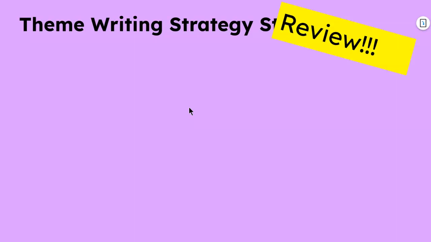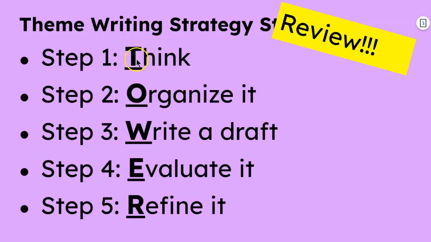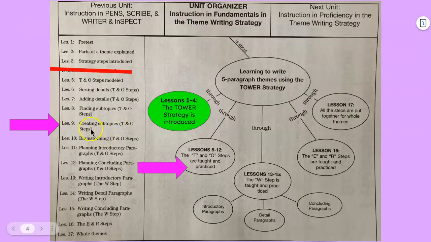Before we dive in, let's quickly review. We know that right now we're working on the tower strategy to write themes, which is another word for essays. Right now we're still working on steps T and O, the think and organize strategies. So we're still working in this area. So we're on lesson 9 right now. So this should be in your binder. You can feel free to cross off all the lessons 1 through 8. Those are done. We're on lesson 9 today, and we're still working in this bubble. So this first bubble can be colored in because we've finished it. This one we're still working on.